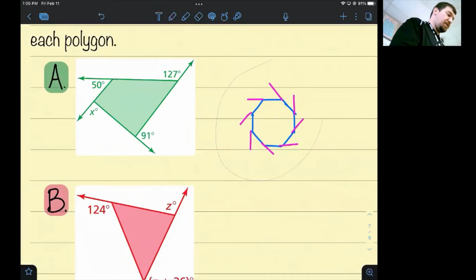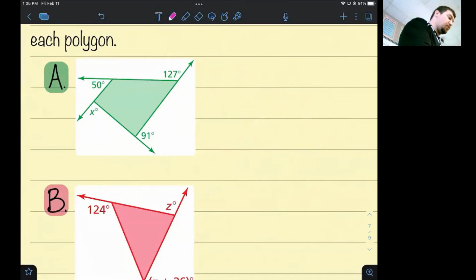Okay, so let's go with example A. We're going to create an equation here. And I'm okay if you go ahead and combine your like terms. Does anyone want to tell us what the equation would look like before we solve, after you combine your like terms? Sander?